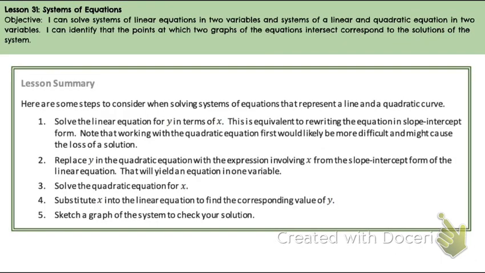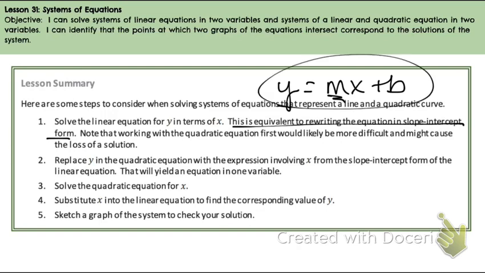Okay, so the lesson summary. You solve the linear equation for y in terms of x, so that means rewrite it in slope-intercept form. y equals mx plus b. m is your slope, your rise over your run, so you go up and then you go over, and then your b value is your y-intercept, so wherever it hits the y-axis. Then you replace y in the quadratic equation with y equals mx plus b, and that'll give you an equation in one variable. You solve it for x, you might have to factor, you might have to use the quadratic formula, and then sketch a graph to check your solution.